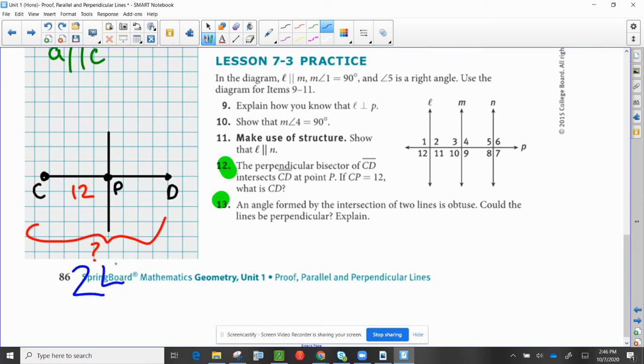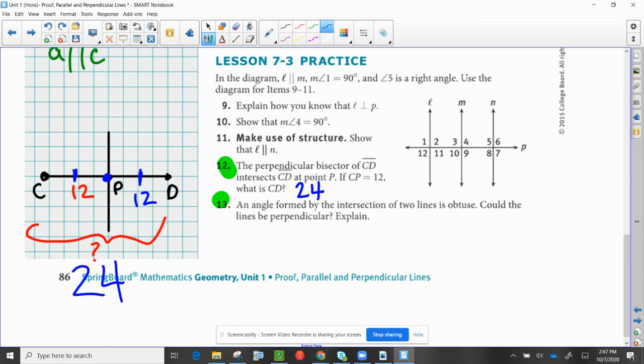Okay, so the length of CD should be 24 because this is a bisector. That means these two segments, the midpoint then is P. So CP has to be congruent to PD. So if CP is 12, PD is 12. And by the segment addition postulate, I can add those together and give me an answer of 24. Okay. All right, last question.